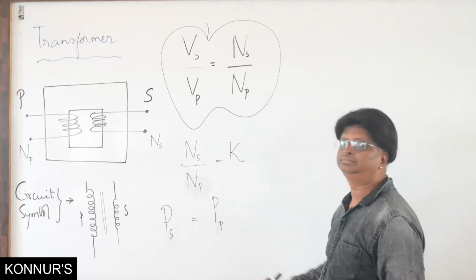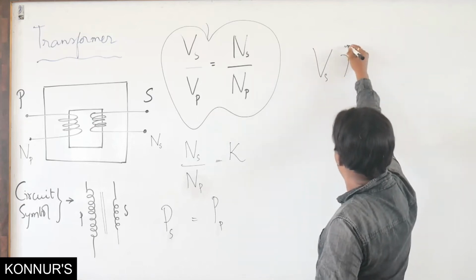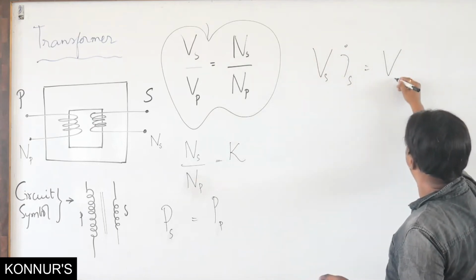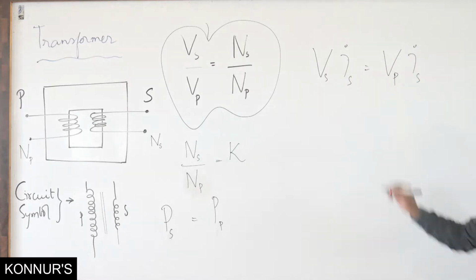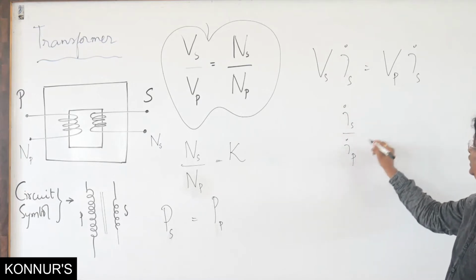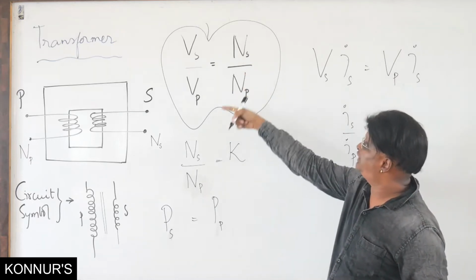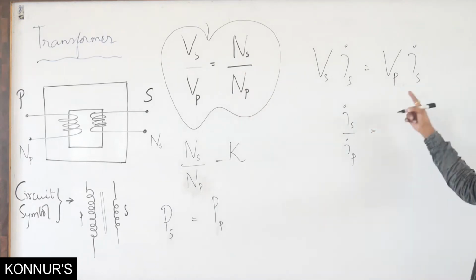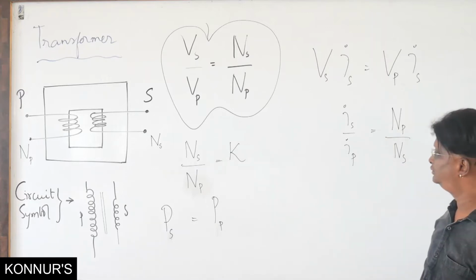So power, the definition of power. This is Vs times Is equals Vp times Ip. This is how we have defined power, right? Therefore now this Is by Ip we are getting as Vp by Vs. See here, earlier we said Vs by Vp equals Ns by Np. Therefore Vp by Vs will be Np by Ns. What did we observe?